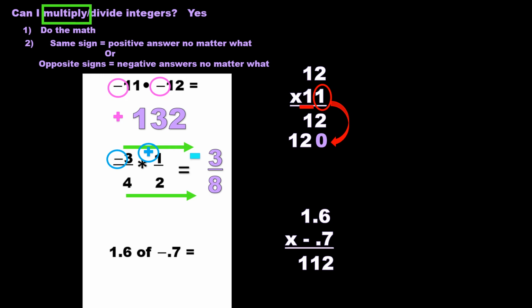We count decimal spaces with multiplication of decimals. So I have 2 decimal spaces. So that tells me I have to move from right to left 2 times to place my decimal, which gives me 1 and 12/100ths, or 1.12. Then I locate my signs. I have a positive and a negative, opposite signs, so my answer has to be in the form of a negative. All right, so that's our introduction to multiplication.